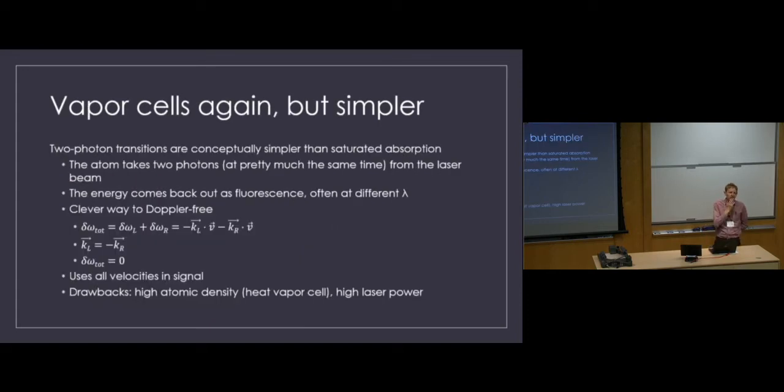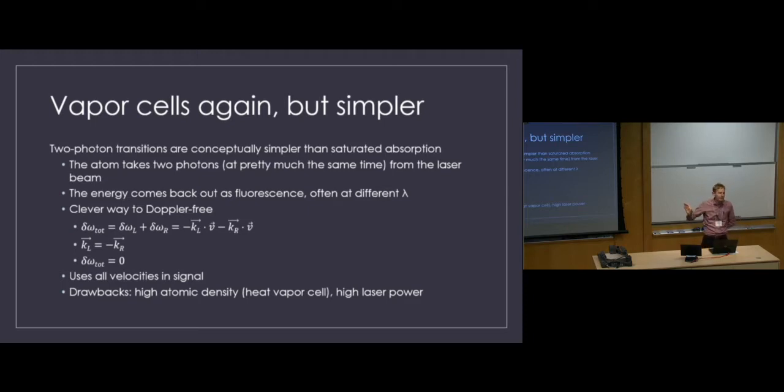So I told you about some ways that we have in our lab for making these Doppler-free spectroscopy. And I want to tell you about something else that I've done before. When I was with the Air Force, I was leading the development of an atomic clock that we hoped to put on a satellite that uses a 2-photon transition. So we're back to a vapor cell.